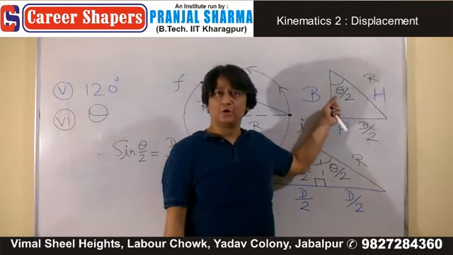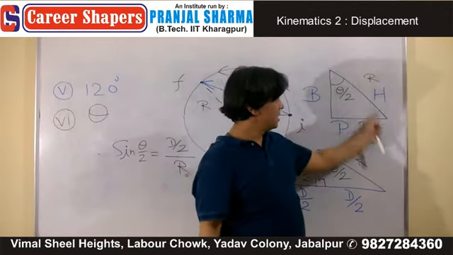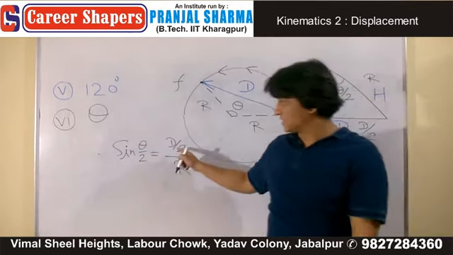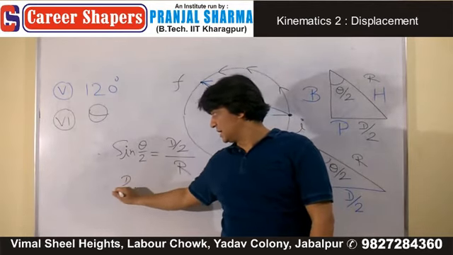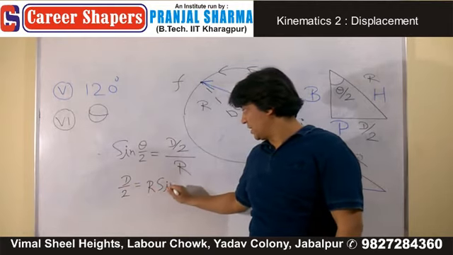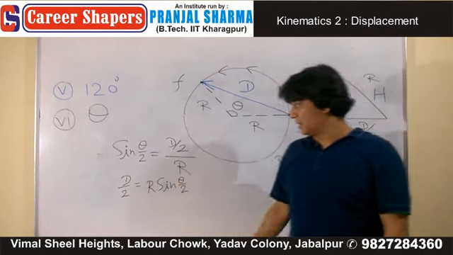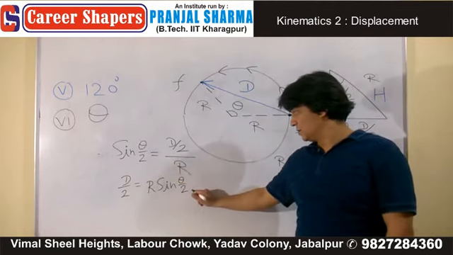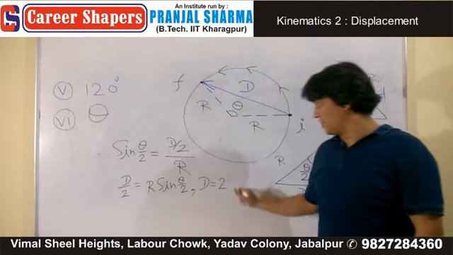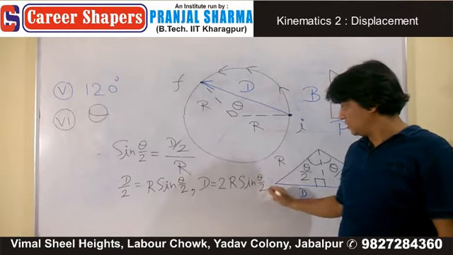What is sine of theta by 2? D by 2 divided by R. So D by 2 is R multiplied by sine of theta by 2. Cross multiply. Which is what? Your D is coming 2 multiplied by R sine of theta by 2.